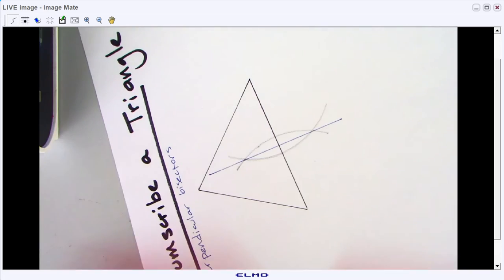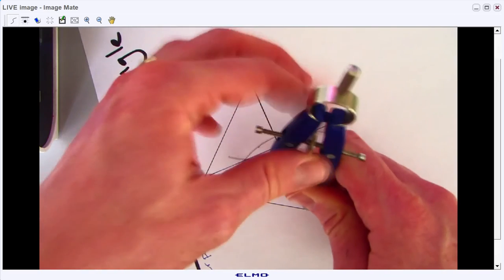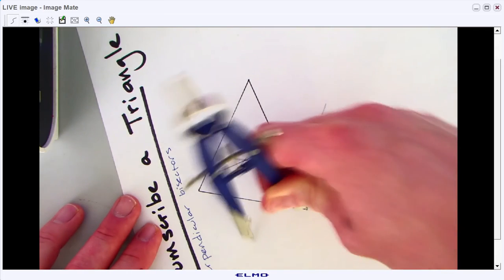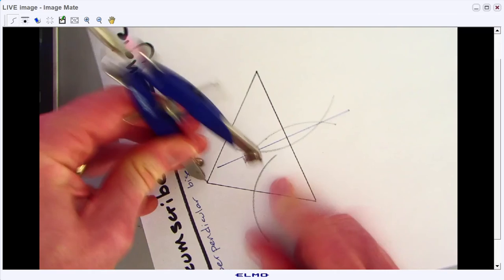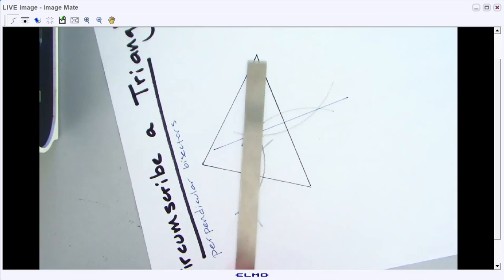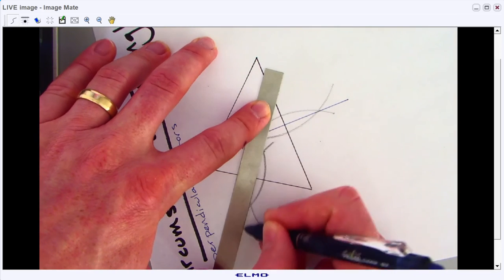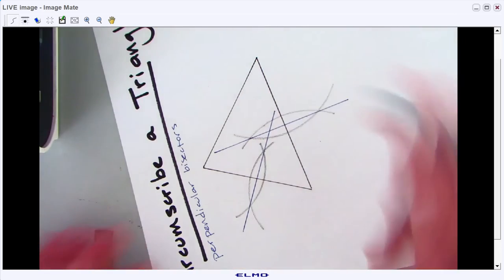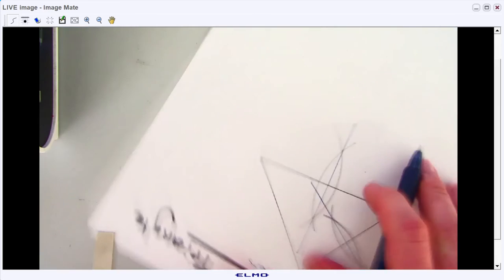I again go more than half. I could leave it here just to be clear. I'm going to go here. It's more than half. Big arc, intersecting twice. And then I will draw in this perpendicular bisector. This is going to be that center point, but just for accuracy, I do all three.